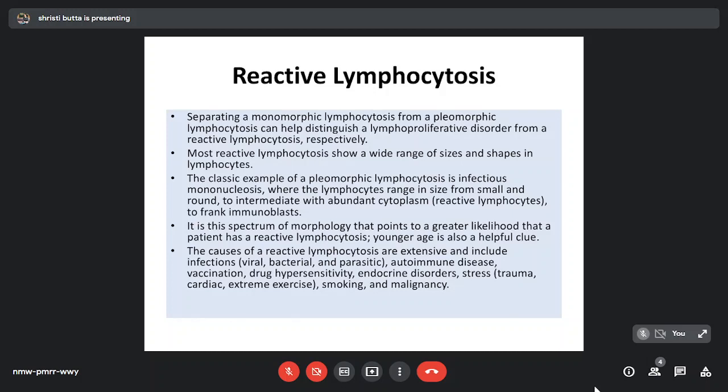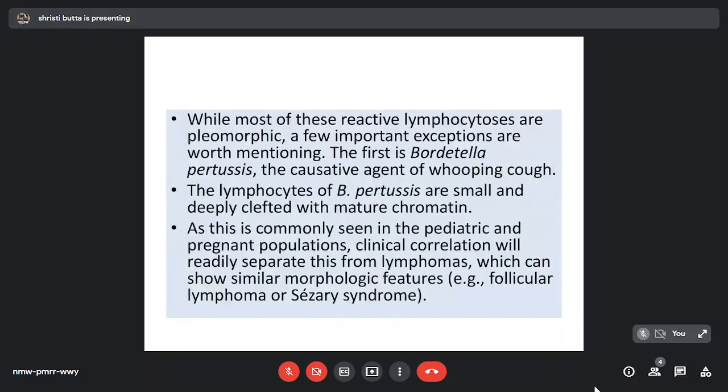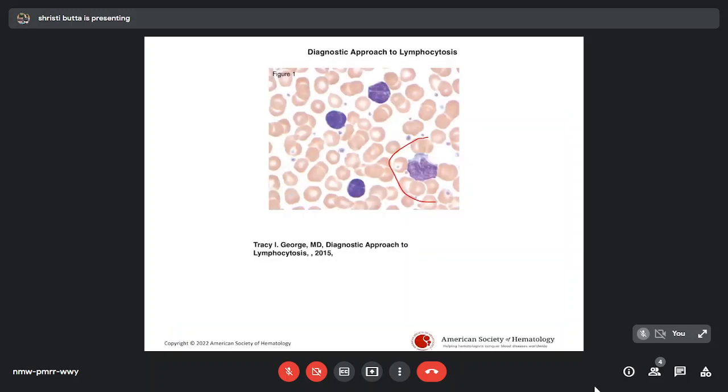So you have Bordetella pertussis. The lymphocytes of Bordetella pertussis are small and deeply clefted, as is commonly seen in the pediatric and pregnant population. So it is very important to differentiate it from follicular lymphoma or from Sézary syndrome. Let's see the slide. Here is a case taken from the American Society of Hematology. These are the cleft-like lymphocytes, simulating Sézary cells, right? However, it was found to be a case of pertussis.